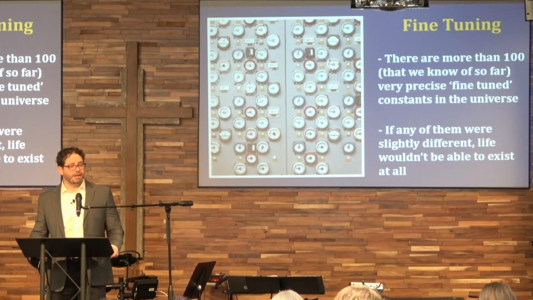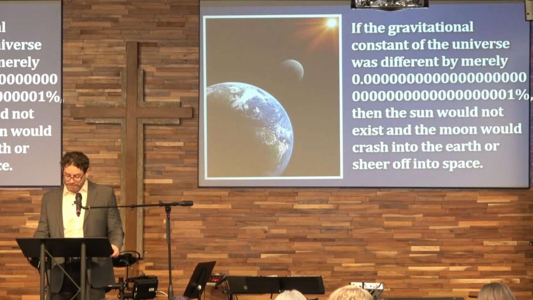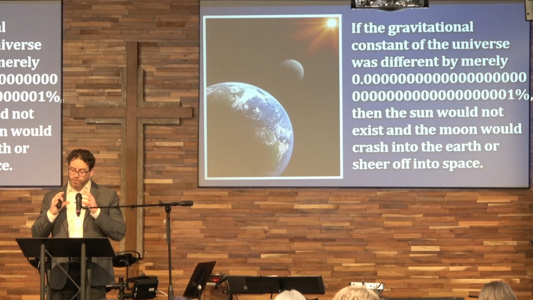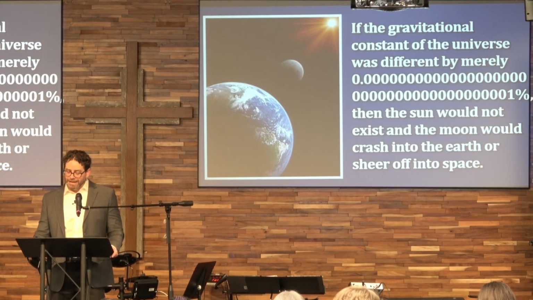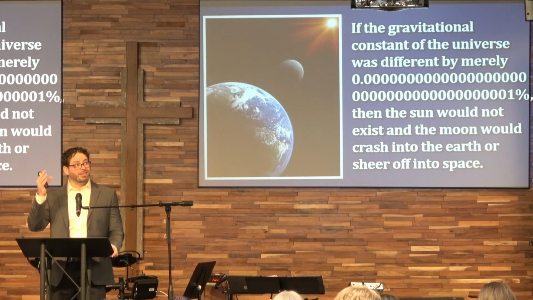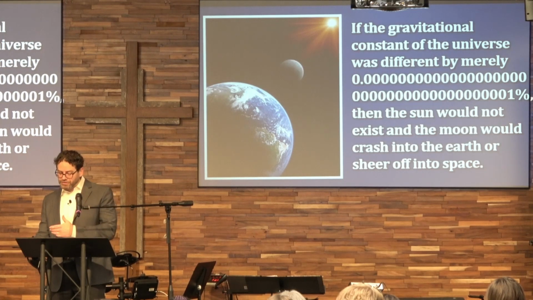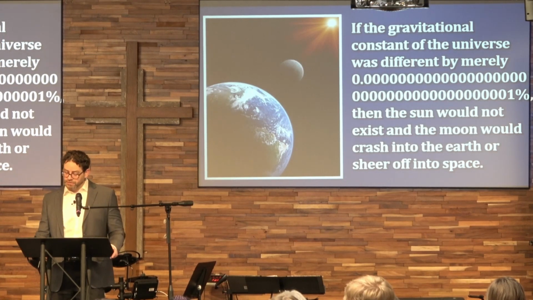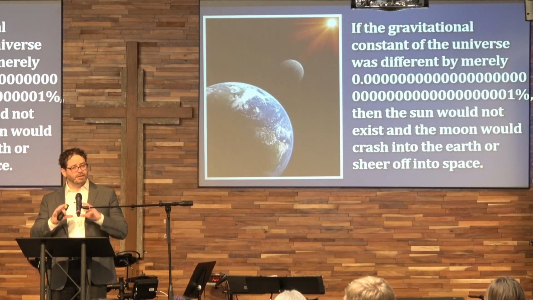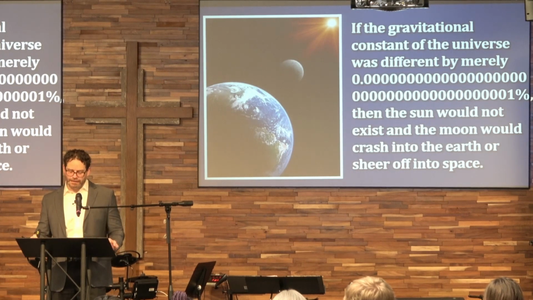So I'll give you just a couple examples of these. One of them is the gravitational constant of our universe. If it was different by this slight amount, then the sun could not exist, and the moon would crash into Earth or shear off into outer space. So the gravitational constant seems to be one of those things in our universe that was finely tuned or designed such that life could exist.